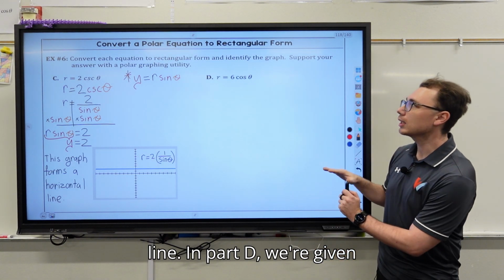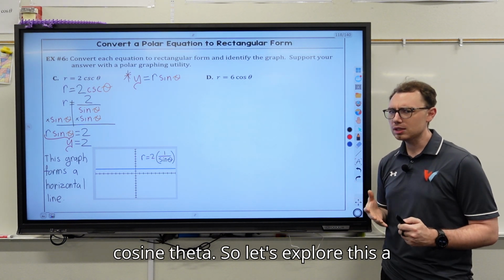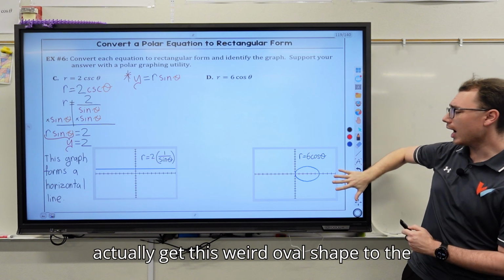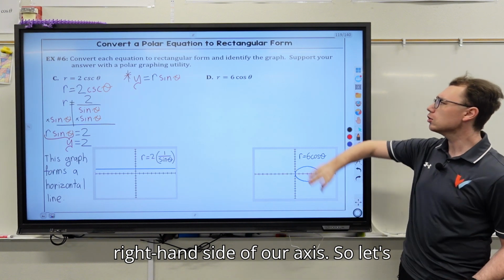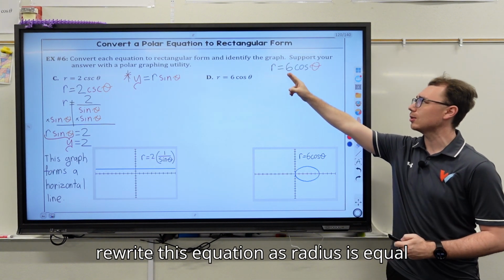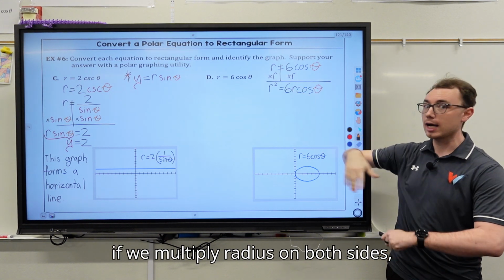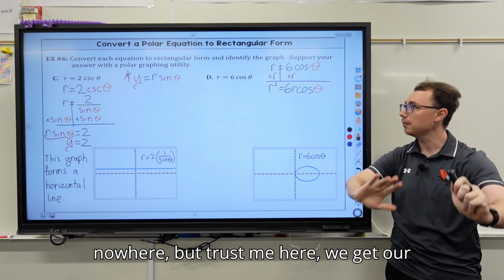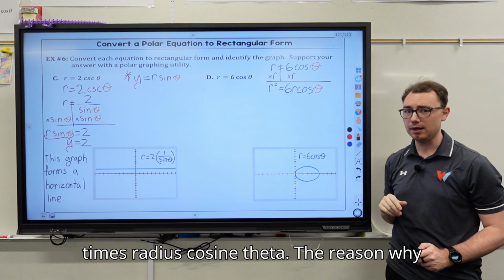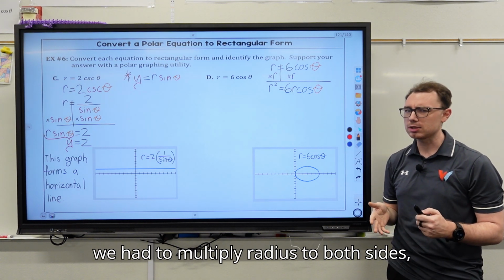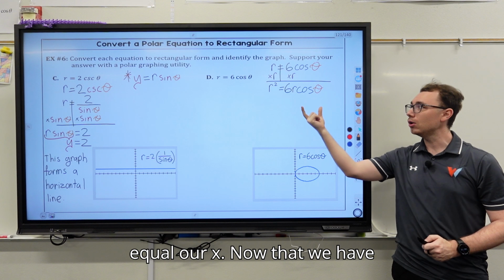In part D, we're given this radius is equal to 6 times cosine theta. So let's explore this a little bit, where if we rewrite it, we actually get this weird oval shape to the right-hand side of our axis. So let's rewrite this equation as radius is equal to 6 times cosine of theta, where if we multiply radius on both sides, we're just bringing radius out of nowhere, but trust me here, we get our radius squared is equal to 6 times radius cosine theta. The reason why we had to multiply radius to both sides is because we want this here to equal our x.